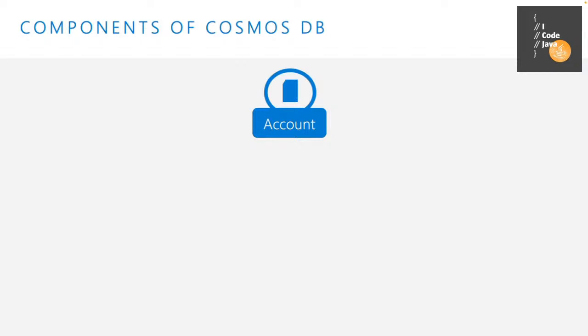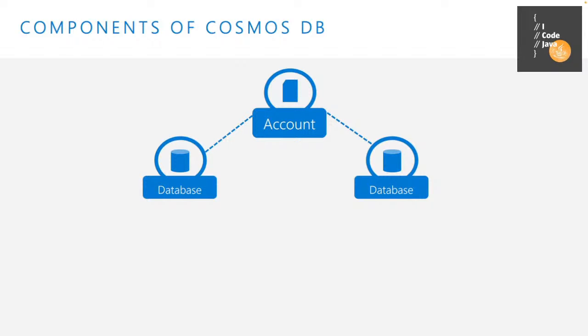So the first idea is this account, right? This account is ultimately the billing boundary. It's the thing that you're going to pay for, but it's also the level at which we set an API. So we get to choose one API per Cosmos account, right? So you can't run MongoDB and Cassandra at the same time. You have to have two separate instances, right? Then we've got databases within there. Databases are logical constructs where we can set throughput if we want to, but we can also define security.